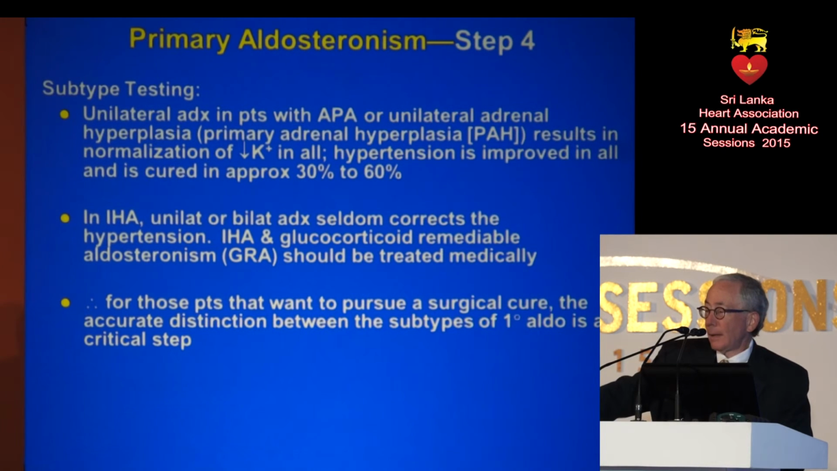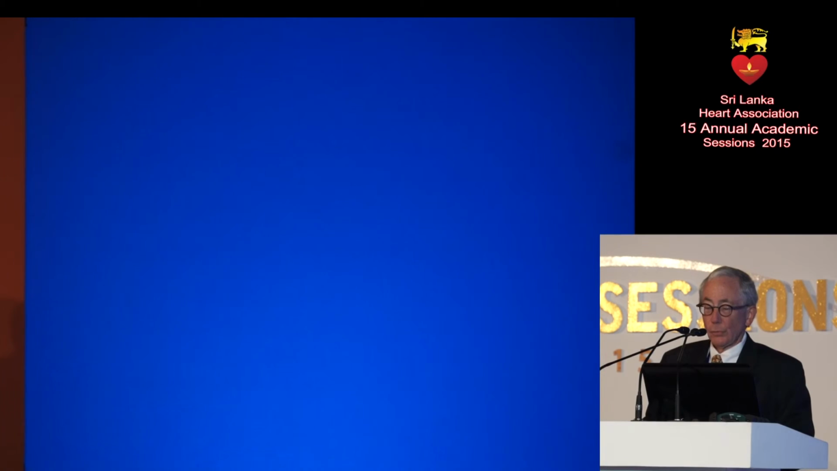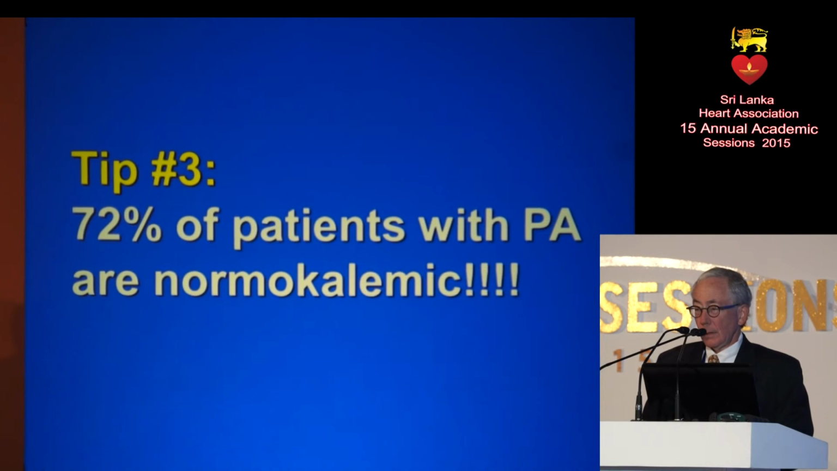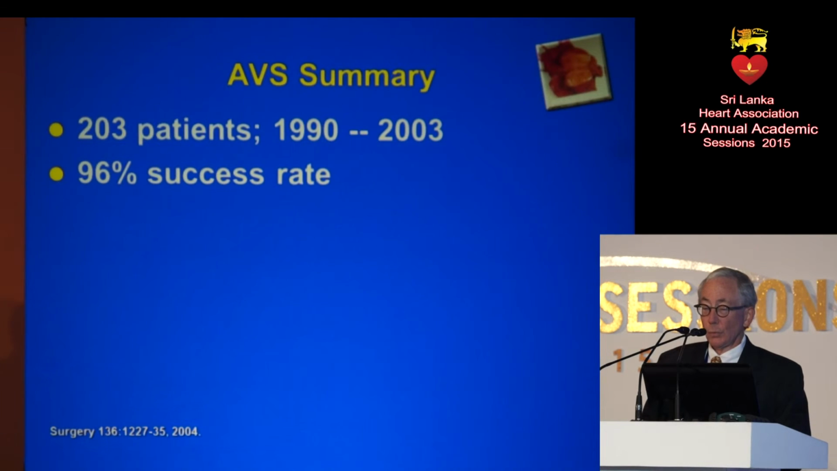On the other hand, if you have an adenoma and you can clearly identify one side where there is greater production, then you may want to try for a surgical cure if they are an appropriate candidate. But remember, as you go through this effort, most of these patients are normokalemic.